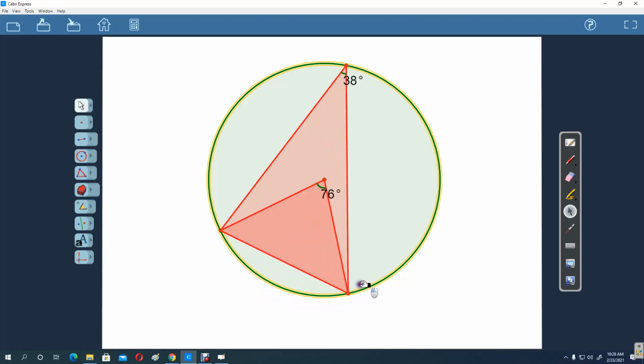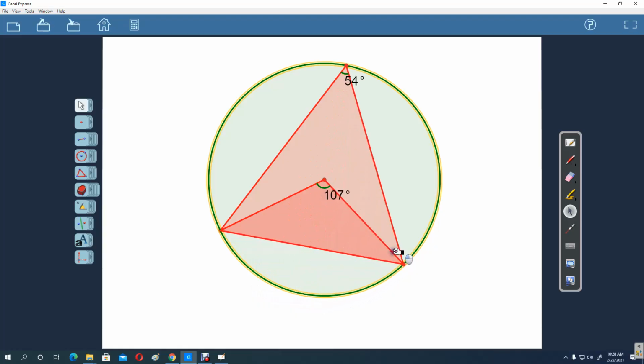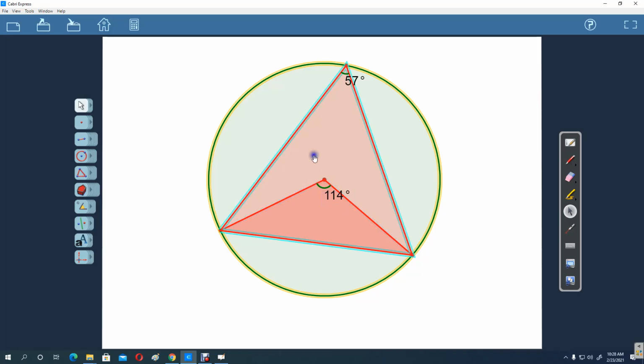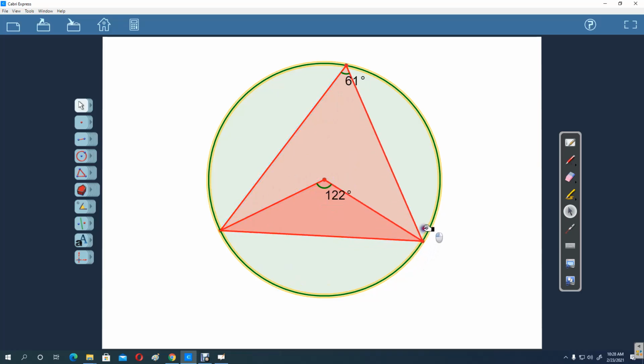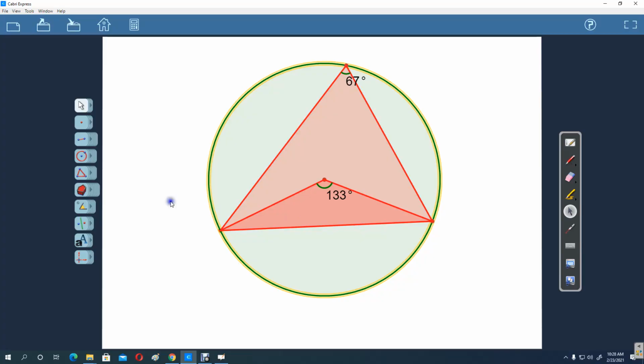So we can see that the angle at the center here is twice the size of the angle at the circumference. So 2 times the angle at the circumference would give you the angle at the center, or the angle at the center divided by 2 gives you the angle at the circumference. Either way, you see the same result. And if I put another triangle up there, then the same thing is going to be true.